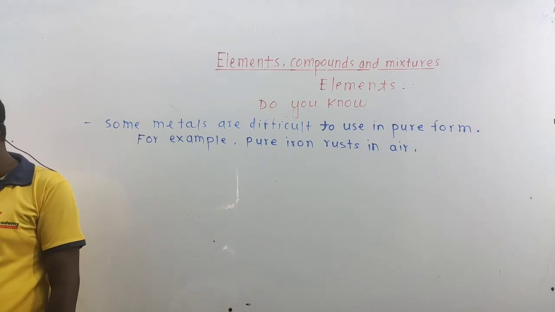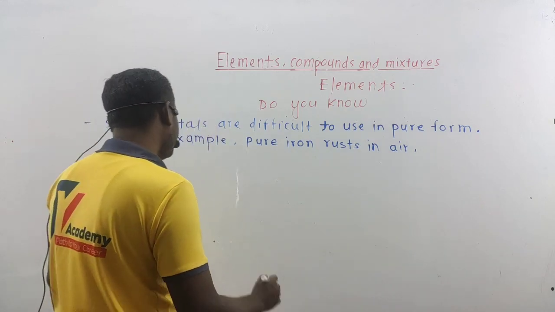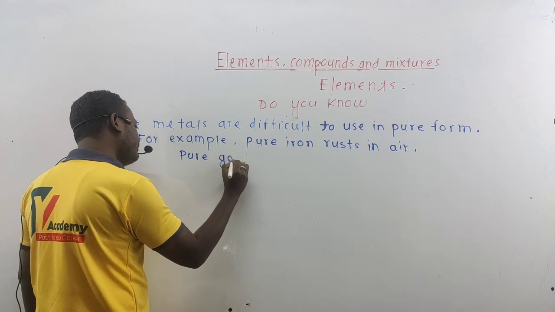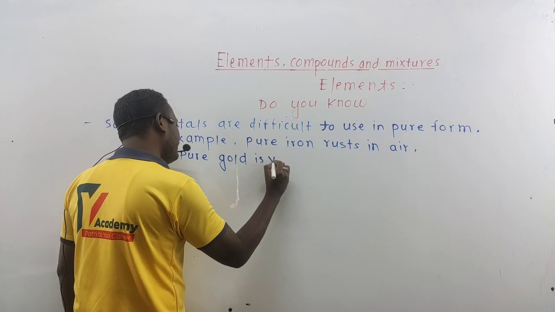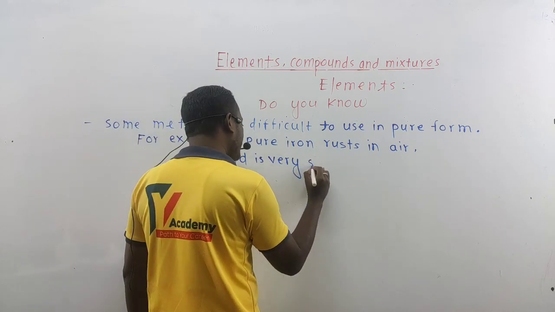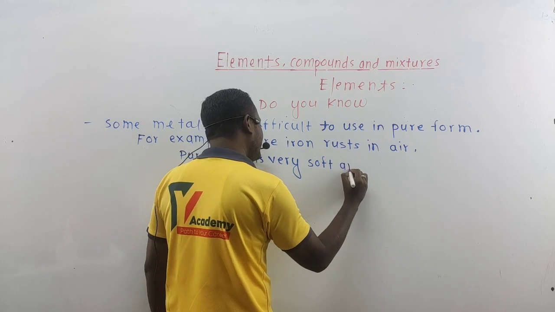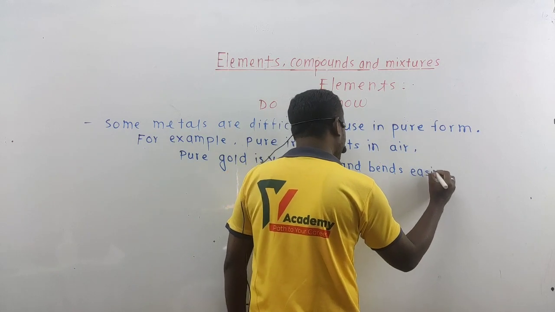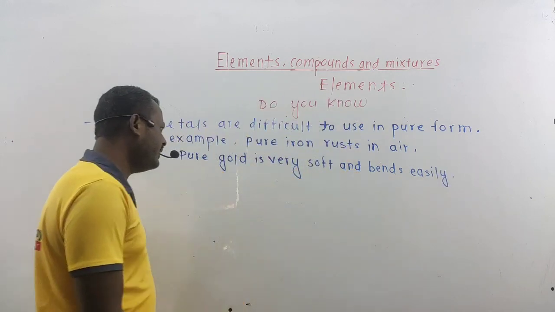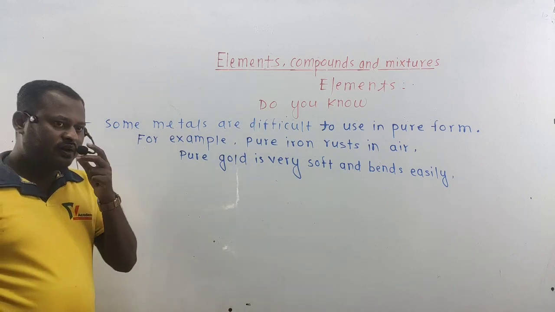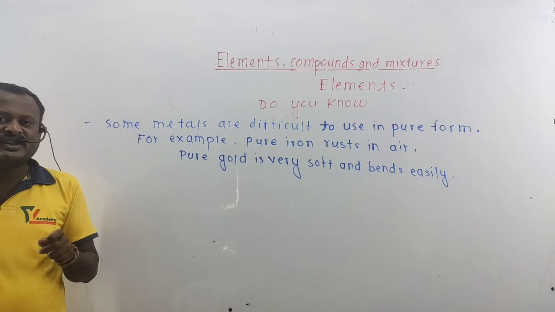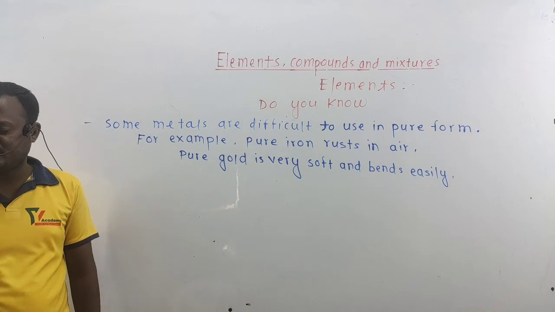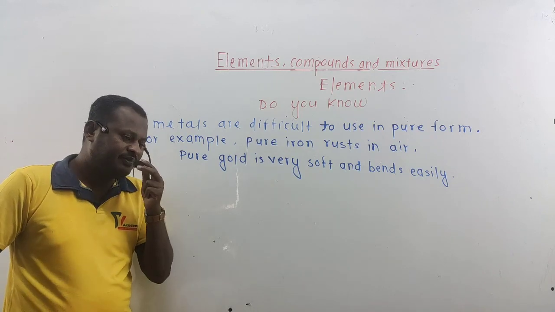तर त्यानंतर प्युअर गोल्ड इज व्हेरी सॉफ्ट अँड बेंड्स इझिली. Pure gold is very soft and bends easily. तर या ठिकाणी पहा जे प्युअर गोल्ड असतं ते खूप सॉफ्ट असतं, त्यामुळं ते इझिली बेंड होतं, म्हणून आपण हे जे प्युअर गोल्ड आहे ते ऑर्नामेंट्स बनवण्यासाठी यूज करत नाही.